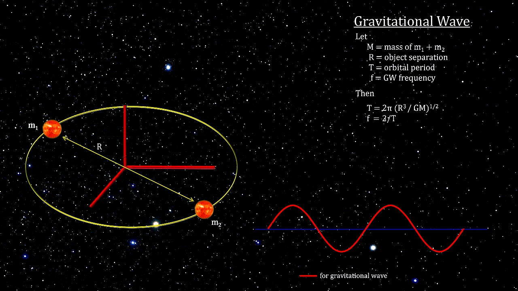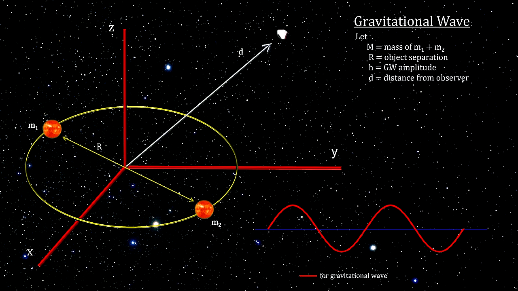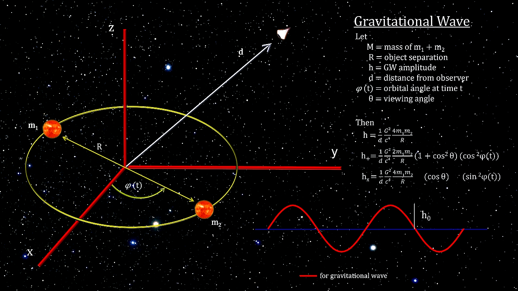To understand the factors involved in the generation of the two polarizations and their amplitudes, we have constructed a coordinate system with its center at the center of the orbital motion in the orbital plane. The amplitude of the gravitational wave depends on the masses of the two objects and the distance between them. In addition, we need to consider the angular rotation and the viewing angle to determine the strength of each polarity at any point in time.